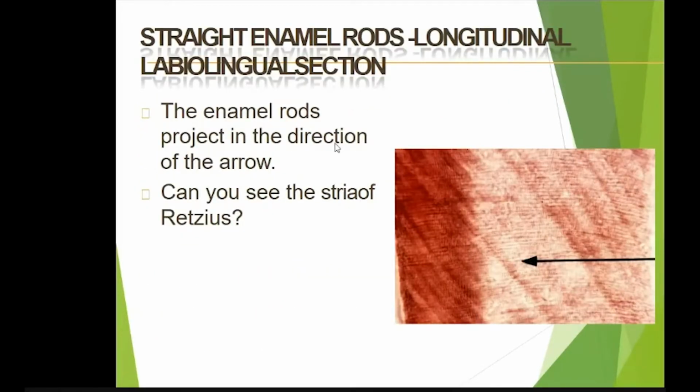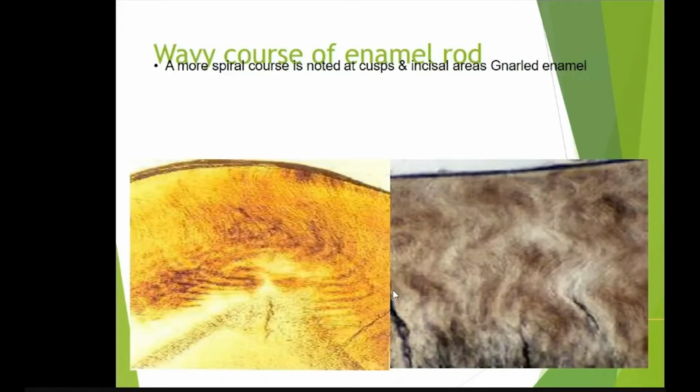Straight. Cross longitudinal labiolingual section: the enamel rods project in the direction of the arrow. Can you see the three rows of rods? The distance between them is about 4 micrometers at this magnification. A more spiral course is noted at the cusp and incisal area, gnarled enamel. Everything we see here is in the enamel: the rods, their structures, and the shapes they take.